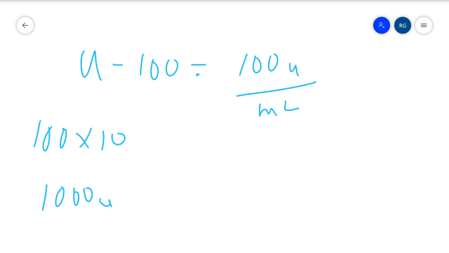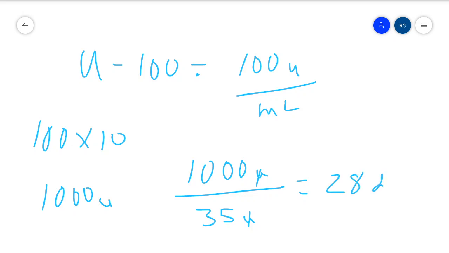The question asks Humulin N U100 10 mL, 35 units subcutaneous daily. So we have 1,000 total units, and we're going to use 35 units subcutaneously. We're just going to divide here. How many days is that going to last us? 1,000 divided by 35 gives us 28.5, which we round down, leave it at 28 days.